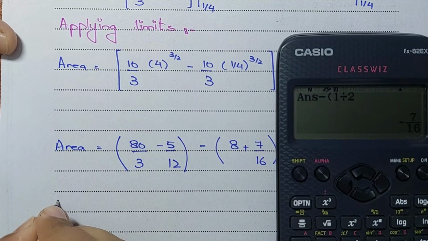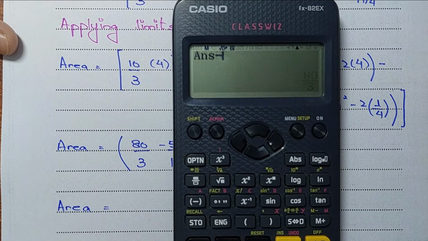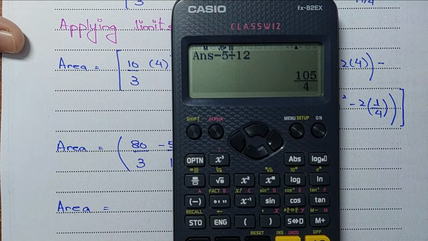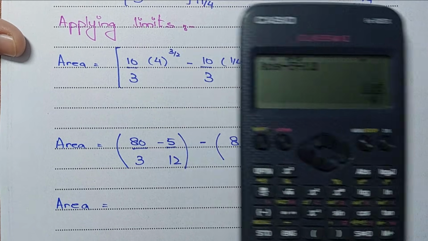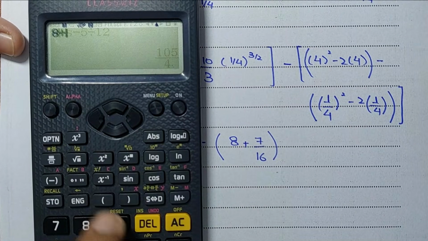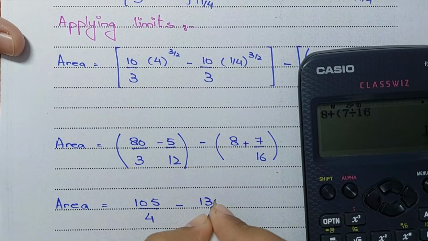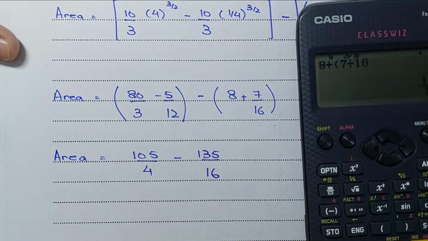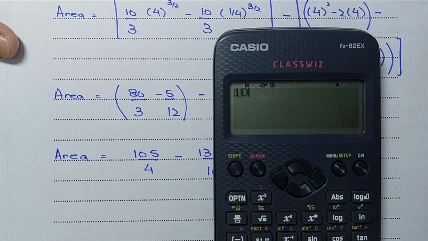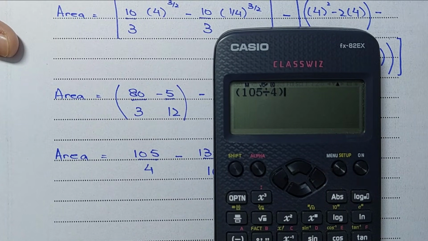Okay. So we need to figure out the exact area, right? So 80 over 3 and subtract 5 over 12. This becomes 105 over 4. 105 divided by 4. Subtract 8 plus 7 over 16, which is 135 over 16. 105 divided by 4, subtract 135 over 16.